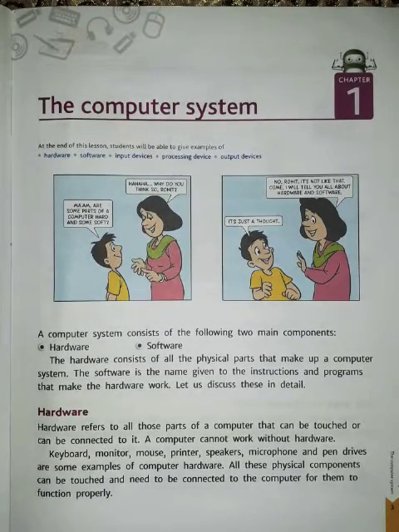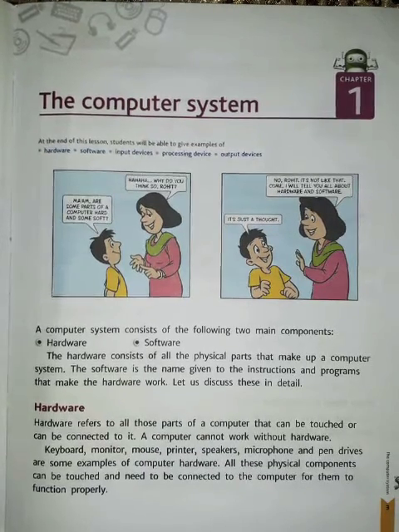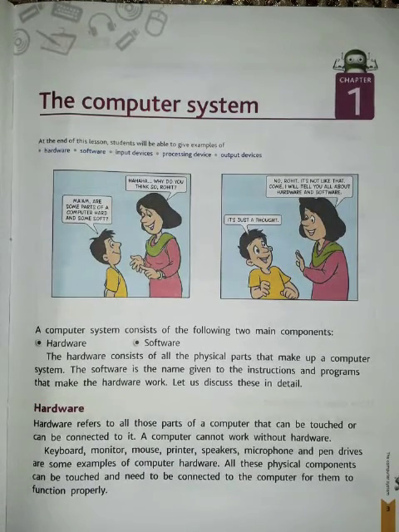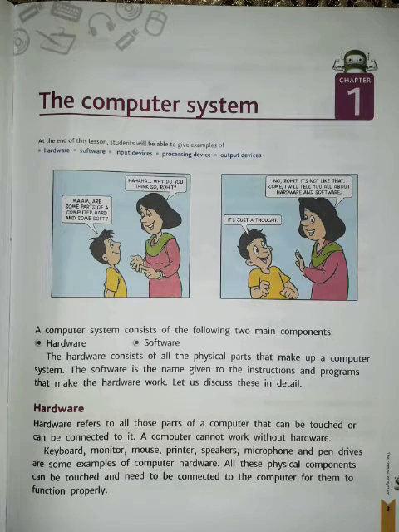As I told about the first chapter and its important parts, what are the important parts of the computer systems? As we know, a computer is a machine and it works when we give instructions to it. Without giving instructions, it will not do anything.